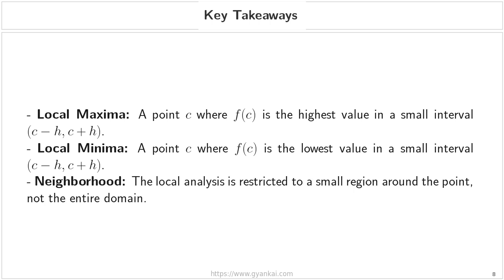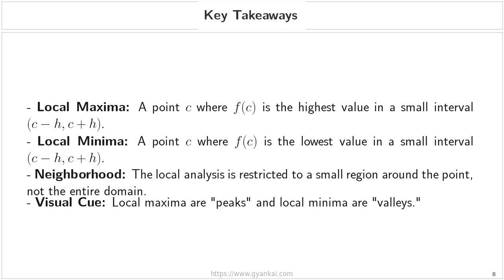This brings us back to the fundamental concept of the neighborhood. It is crucial to remember that when we perform a local analysis, we are restricting our focus to a small region immediately surrounding the point, rather than looking at the entire domain of the function. This is the key distinction that prevents the common mistake of confusing local extrema with global ones. Finally, as a helpful visual cue, you can always refer back to our landscape analogy. Simply think of local maxima as the peaks of the hills and local minima as the bottoms of the valleys. Keep these points in mind, and you will be well prepared to identify these points in more complex functions.